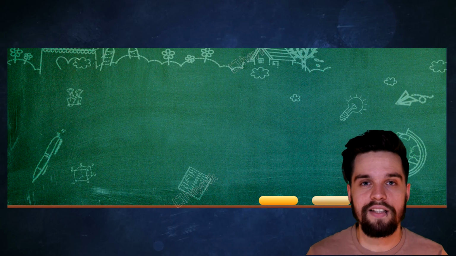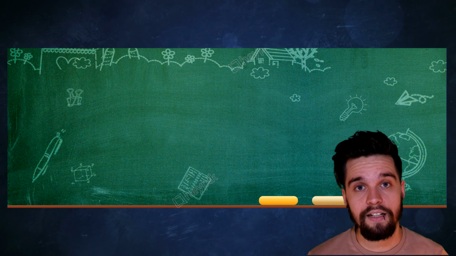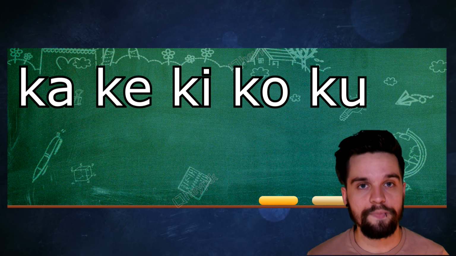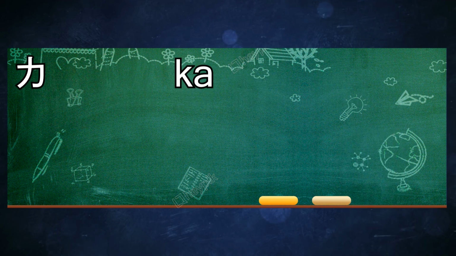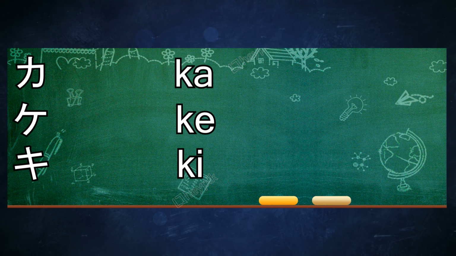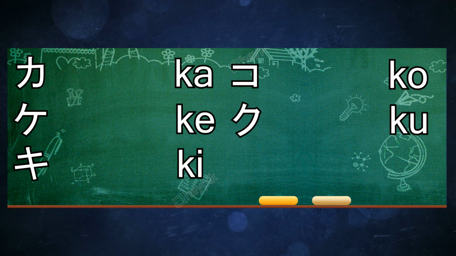Today's katakana are the ones that start with K. They are the katakana ka, ke, ki, ko, ku. Now let's look at them individually. This is ka, ke, ki, ko, ku.